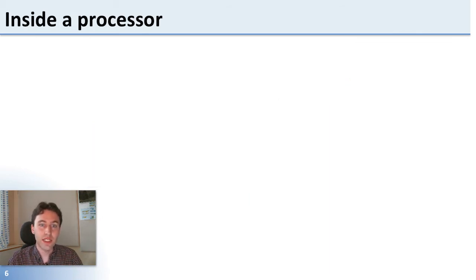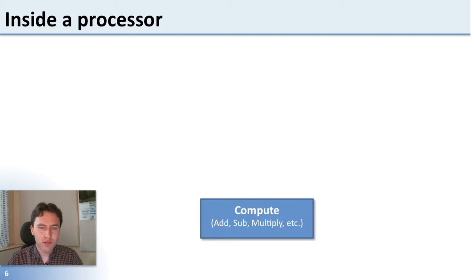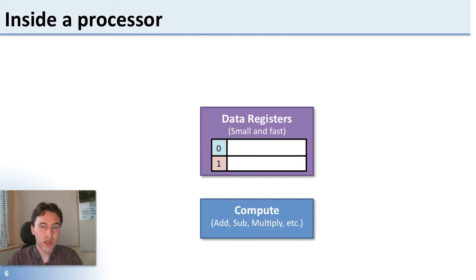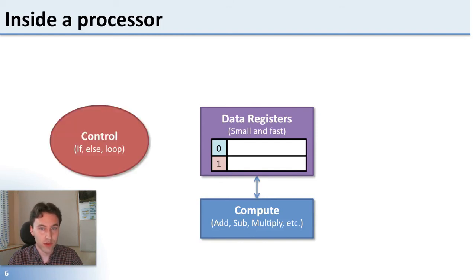Now let's take a look inside the processor. So the most important part of the processor is the part that does the computation, the compute part. Here's where you do actual additions, subtractions, multiplies, the actual work that goes into calculating your algorithm. In addition, processors have data registers. These are small, fast memories where you can keep small amounts of data that you're working on. In this case, we're going to look at a data register as having 2 units in it. Obviously, the data registers have to be able to talk to the compute part so that you can take that data and actually do something useful with it.